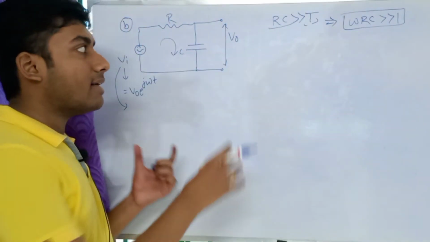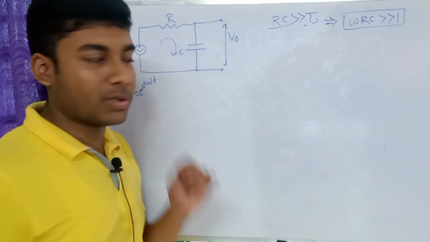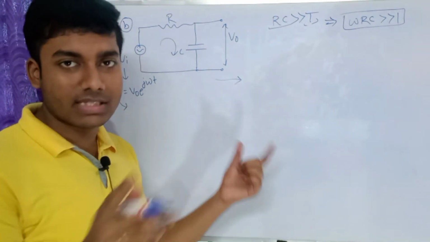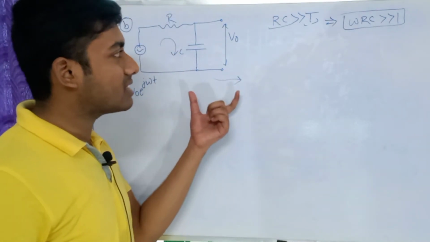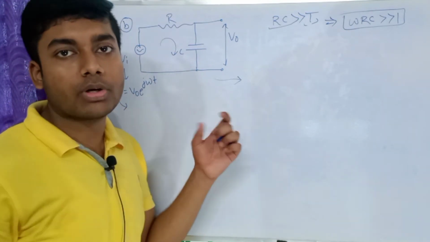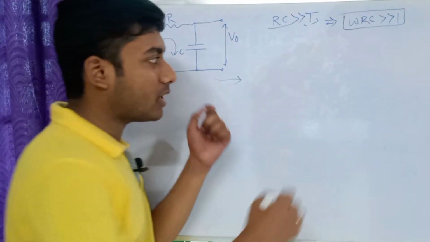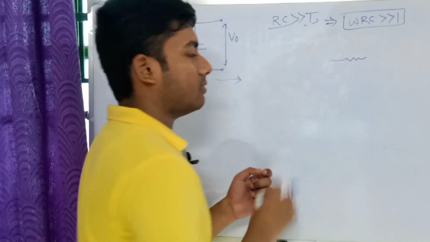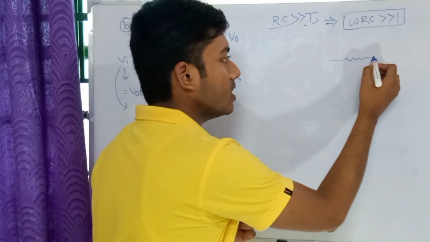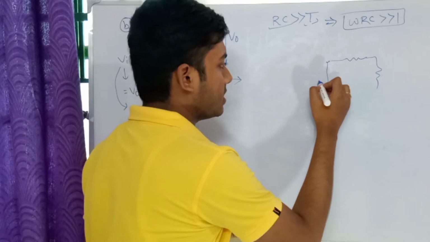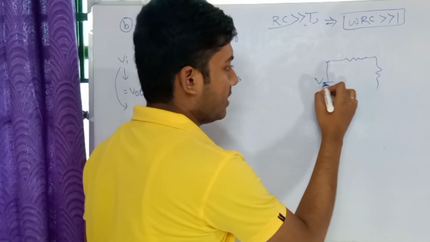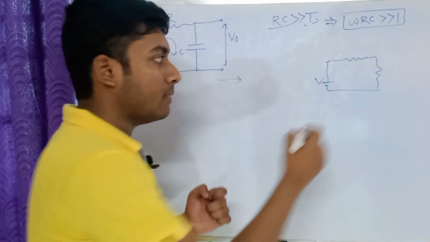Now I am introducing one new method of solving this, and it is very simple compared to the previous method. This method is called the potential divider. I think many of you know it also. Suppose we have a circuit like this, where this is our voltage, suppose a battery.